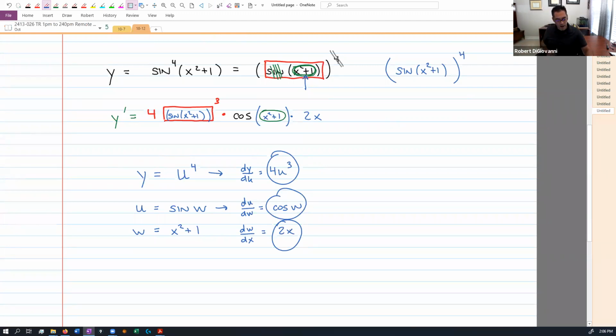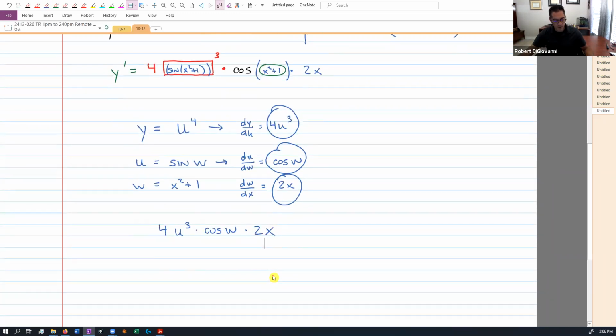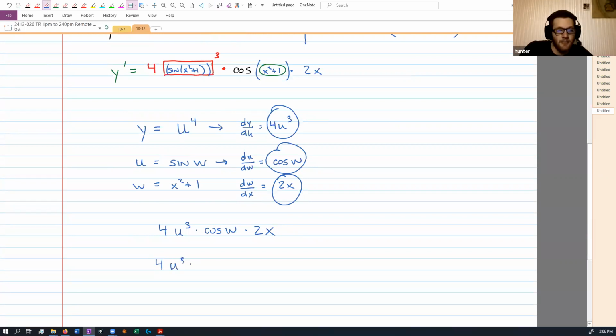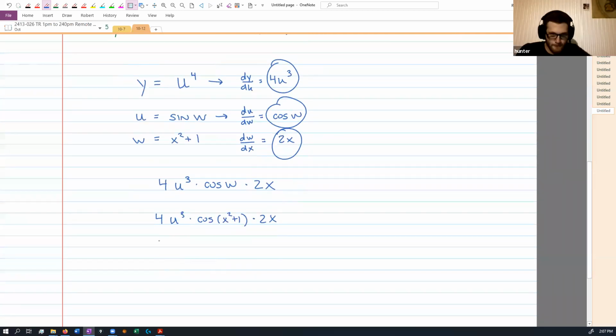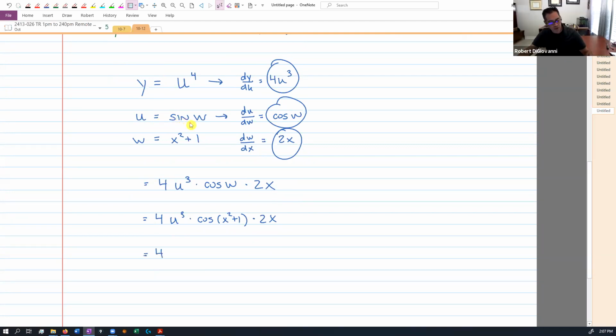And your answer is these 3 multiplied together. So multiply them all out. 4u cubed times cosine w times 2x. Replace w with what? x squared plus 1. Replace u with what? Sine of x squared plus 1. Well, I'm going to replace u with sine of w first.